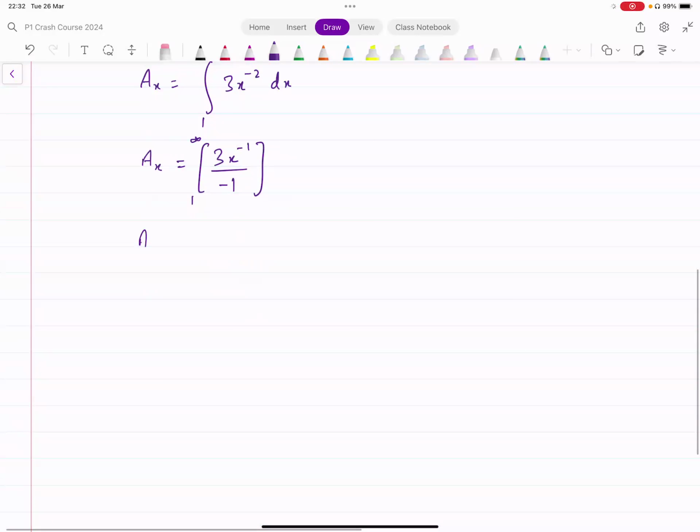Okay, and then what do you get? You get minus 3 over x. When you simplify this thing, that leaves you with minus 3 over x, and outside, you can say the limits are from 1 to infinity. So you've integrated the function, and now you have the limits 1 to infinity. All you need to do now is input these limits in this integral.